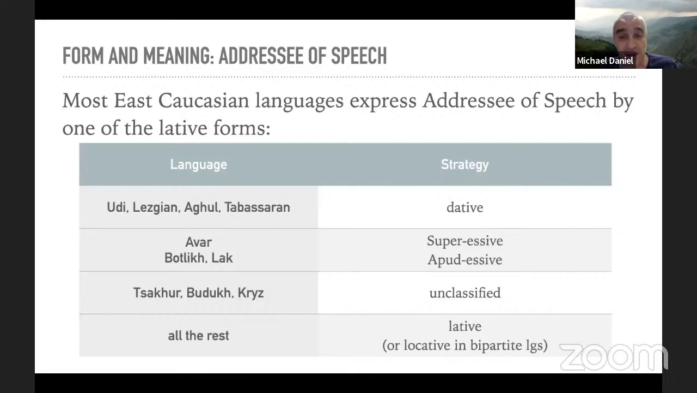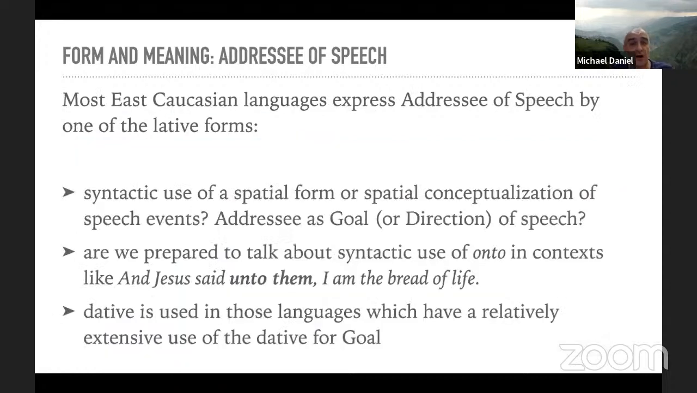We are tempted to say this is a syntactic use, and it is listed as a syntactic use by many authors who work on spatial forms in East Caucasian. But if we think of a similar example in English, for instance, "And Jesus said unto them, I am the bread of life," would we say that "unto them" is clearly a syntactic use? It conveys a very strong spatial metaphor, at least, or maybe even a spatial meaning.